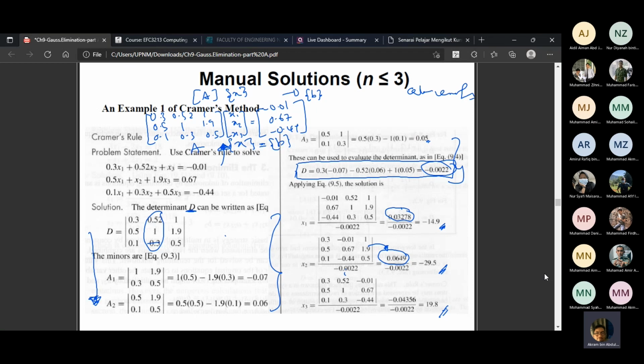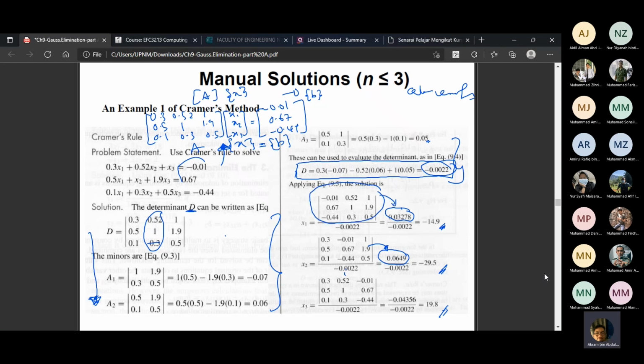Next, we apply the Cramer's rule. Cramer's rule tu kan, X1 is equal to, kita kena cari determinant bagi. So kita ambil X1, kita ambil this one, B value, kita paste dekat first column. So kita dapat negative 0.01, 0.67, negative 0.44. And then the next column kita ada 0.52, 1, 0.31, 1.9 and 0.5.